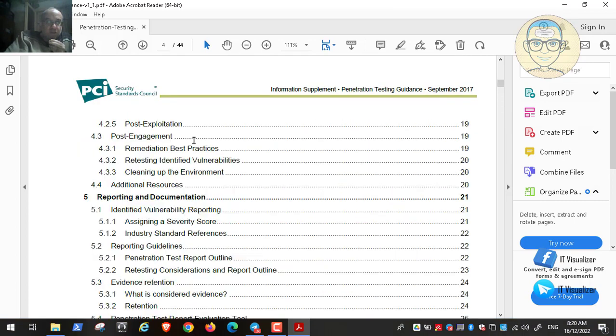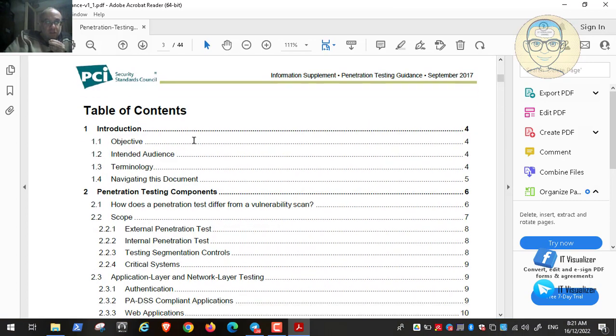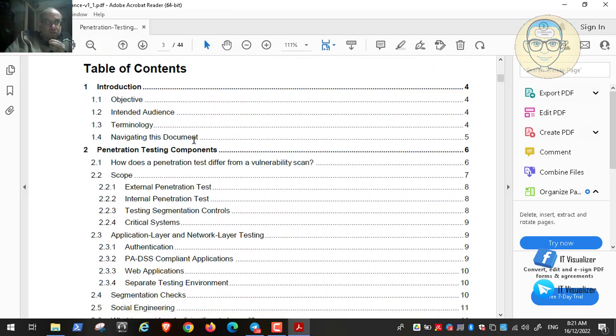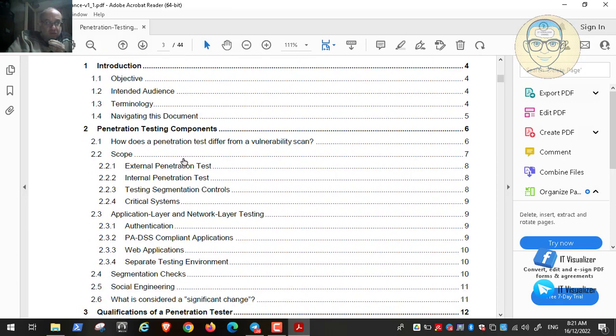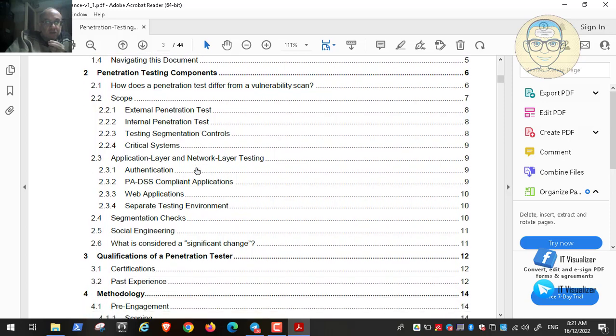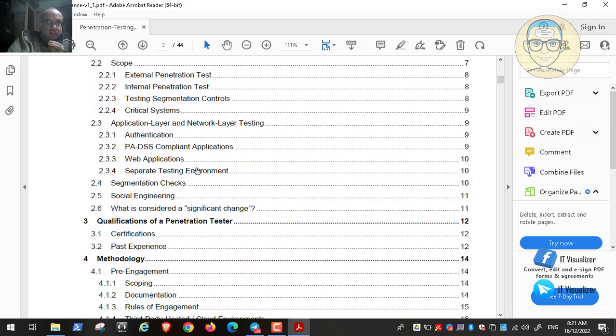Let's see here the table of contents. Here it says the scope of penetration testing: internal testing, segmentation controls, application layer, and network testing. So you see different testing purposes. You can test the application, test the network layer, types of penetration tests, and the qualifications of a penetration tester, who you should assign this task to.